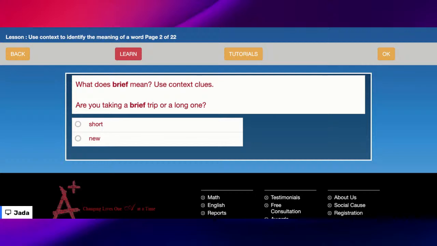Okay, you can send your answers. So brief already gives us the clue because it says long to this side. There's long and then it says brief, so the clue is already clear. If we have long, we have short. We cannot have new and long. It is usually new and old. So if you have long, brief simply means short. So, are you taking a short trip or a long one?